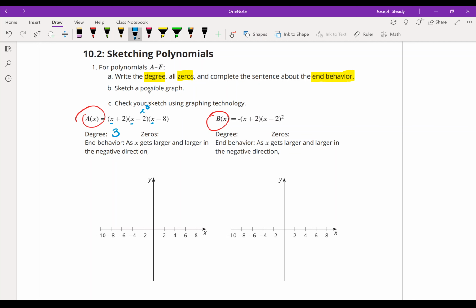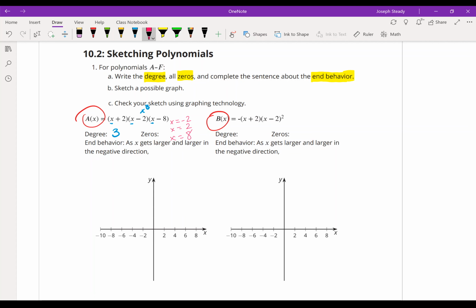For the zeros, we just look at each factor and do our quick calculation. The x plus 2 is going to give me a zero of x equals negative 2. X minus 2 is going to give me a zero of x equals positive 2. And x minus 8 is going to give me a zero of x equals 8.